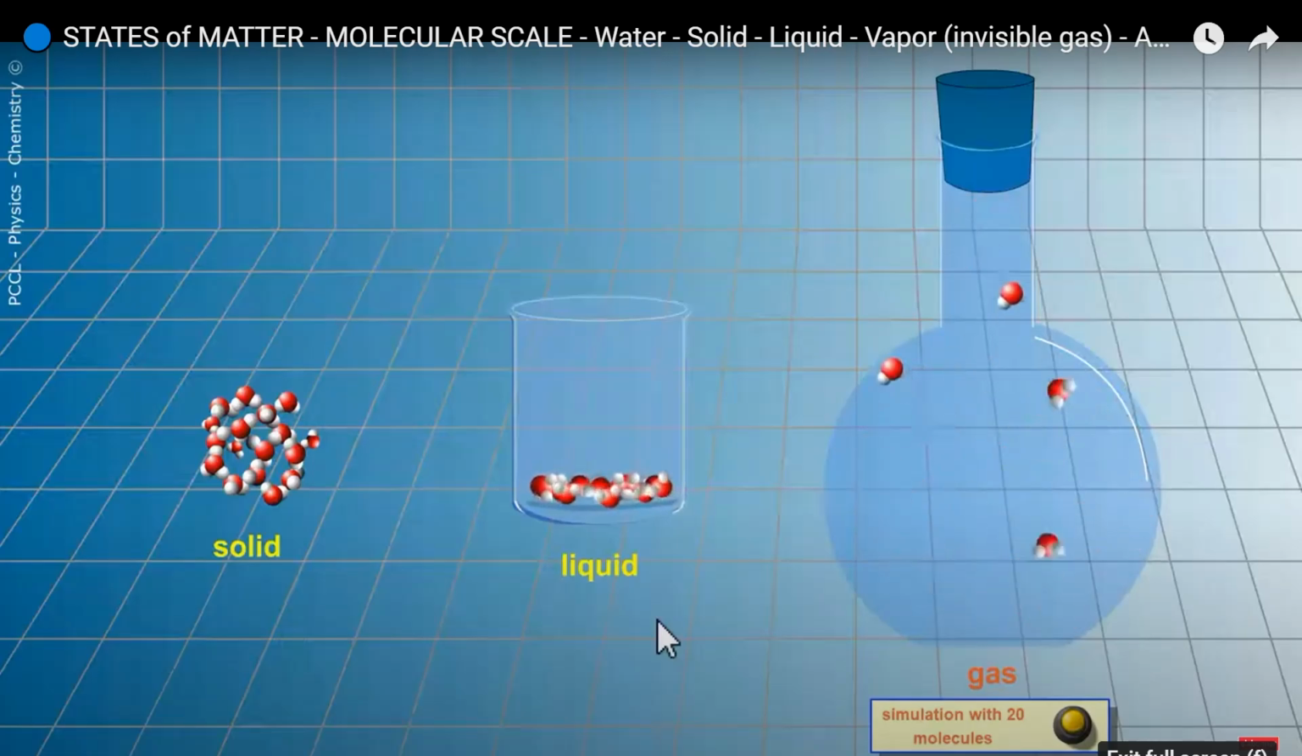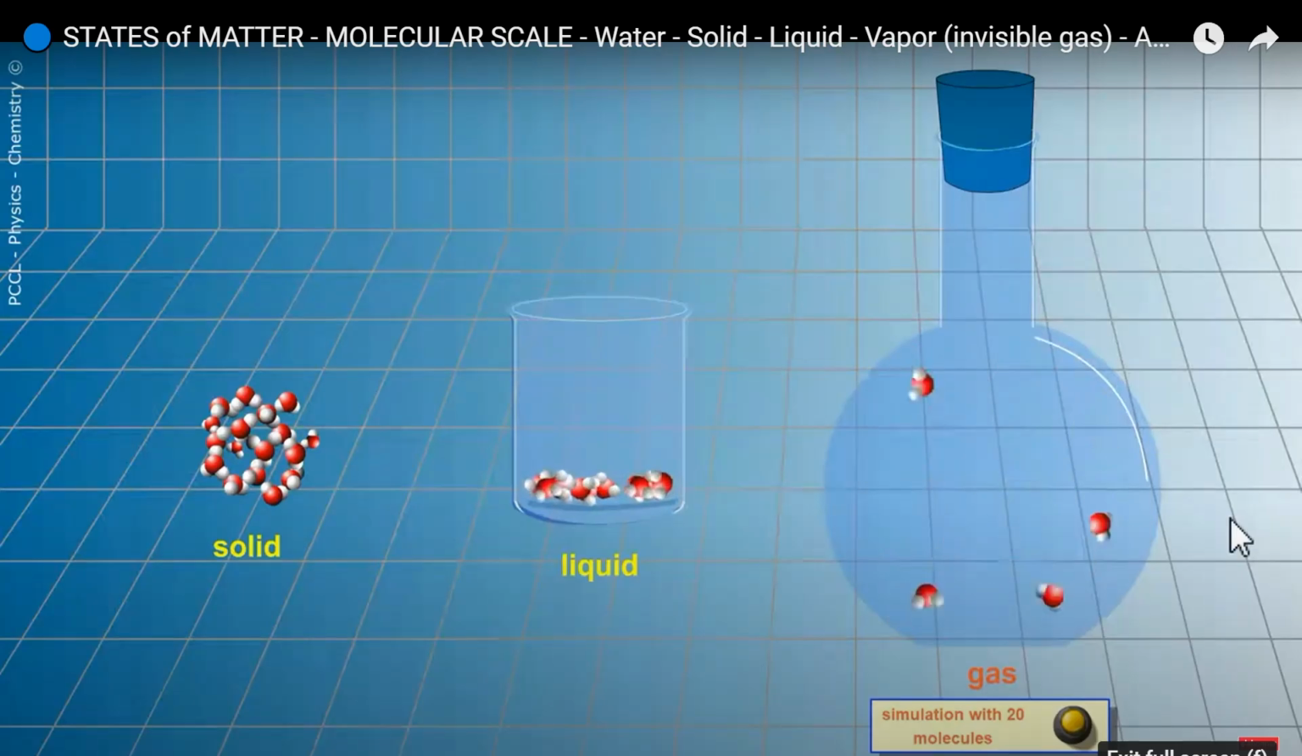If I was to take some liquid water instead of solid water and put it in my container, would it take the shape of the container? Yes. Would it completely fill the container? Not unless I filled it all the way up. But how about a gas? Does a gas fill its container as much as possible? Yes. Okay. What do you notice about the motion of all these particles?